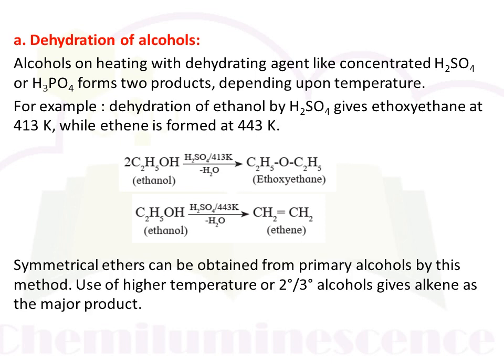Symmetrical ethers can be obtained from primary alcohols by this method. And here in the reaction you can see 2 molecules of ethanol are required. When similar alcohol is used, it gives symmetric ether. But when a mixture of 2 different alcohols is used, a mixture of 3 different ethers is formed, which is difficult to separate out. Use of higher temperature or secondary or tertiary alcohols gives alkene as a major product.